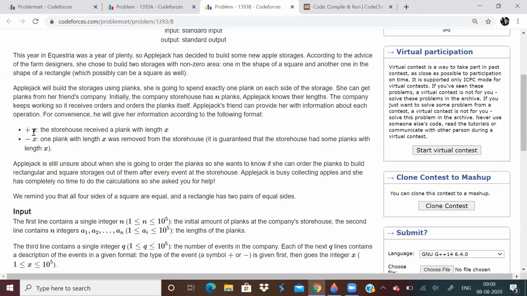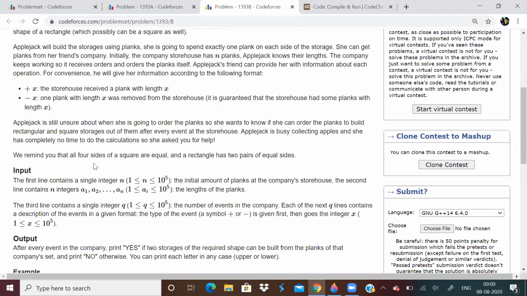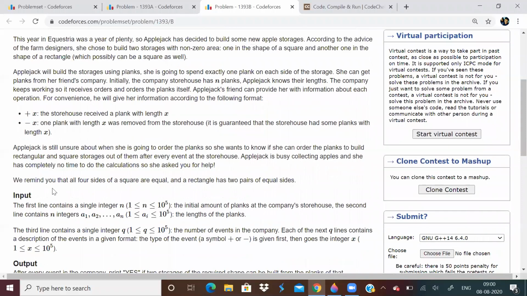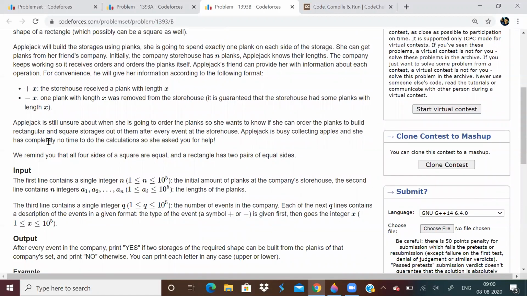First type is plus x: the storage has received a plank of length x, so we have to add this length x to the storage. And minus x: we have to remove a plank of length x from the storage. So these two events occur. What are we supposed to tell? We are supposed to tell after every event, can we form a square and a rectangle?